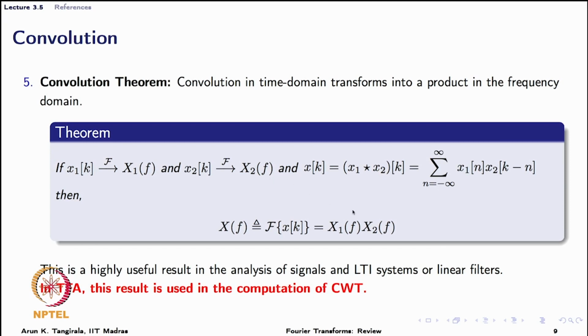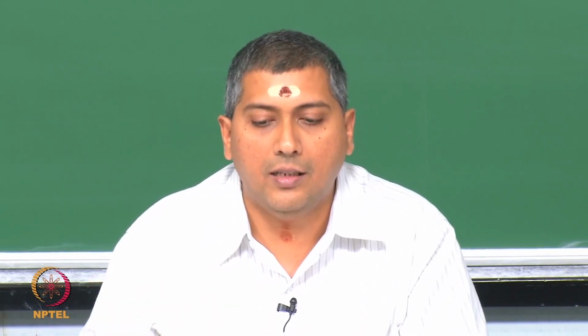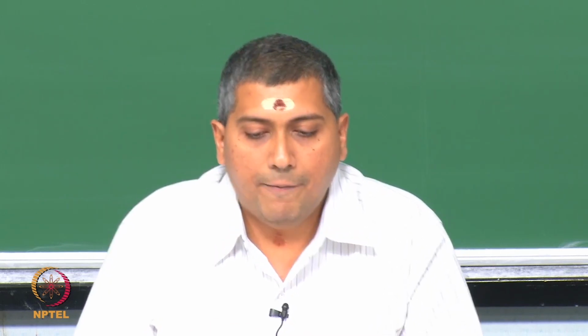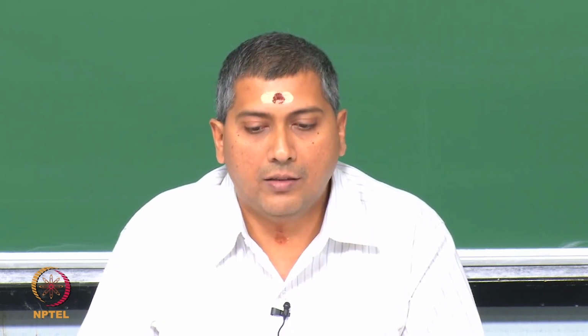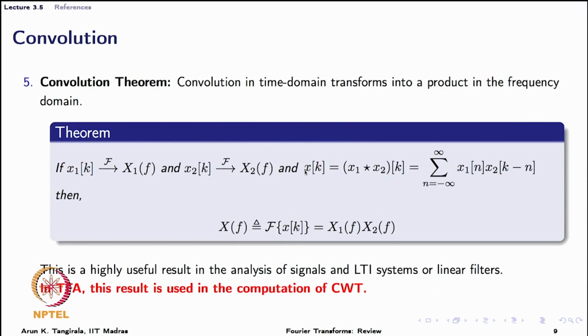In order to compute this convolution, I can first compute the respective Fourier transforms, multiply them and then take the inverse Fourier transform, and I will recover the result. That is the beauty of this result on the computational side. On the theoretical side, this leads to the analysis of linear time invariant systems in the frequency domain. We have what are known as frequency response functions and so on. We had a preliminary discussion of this when we were discussing the discrete time Fourier transforms. As far as time frequency analysis is concerned, this is very useful in the computation of the continuous wavelet transform.